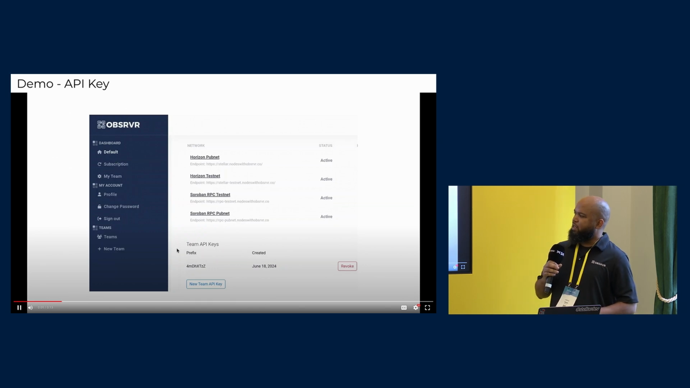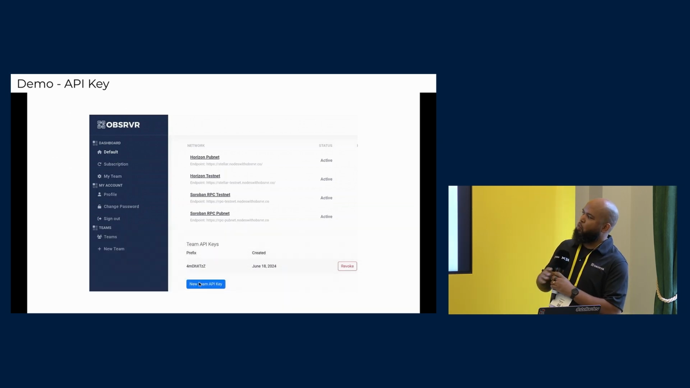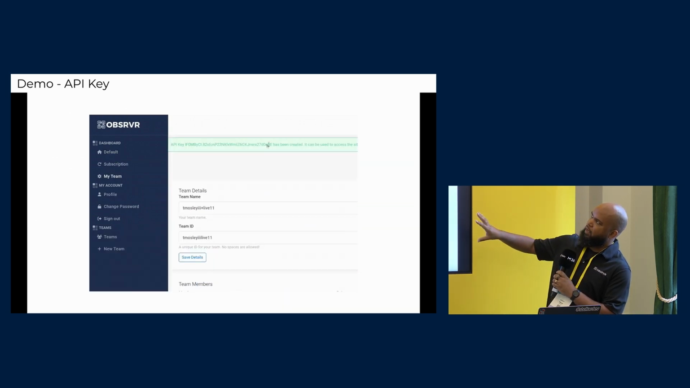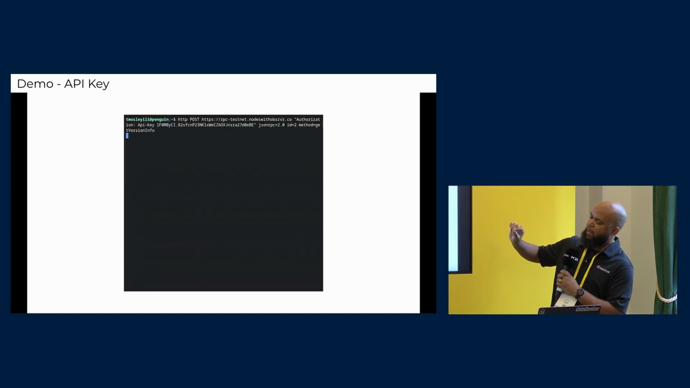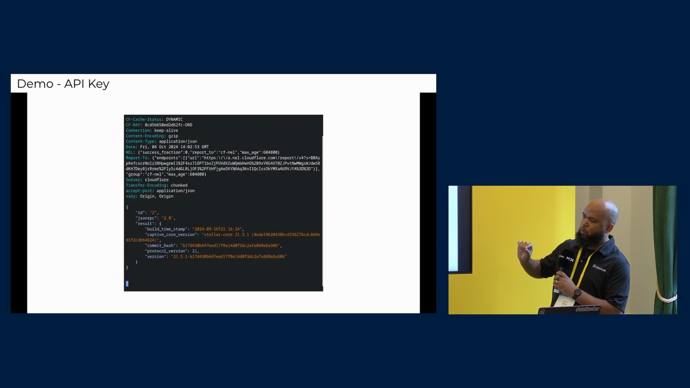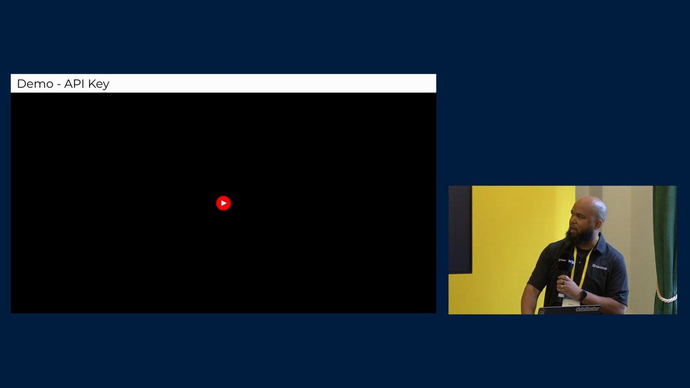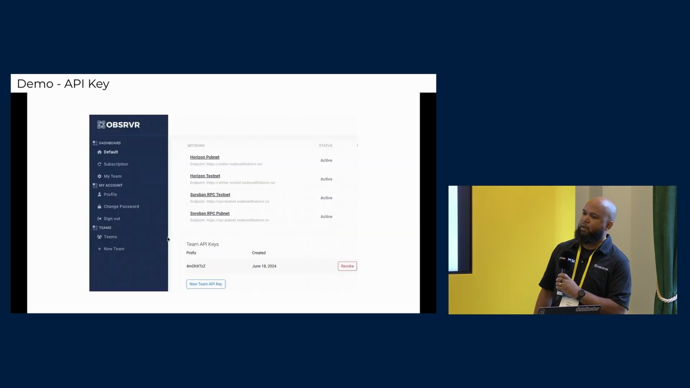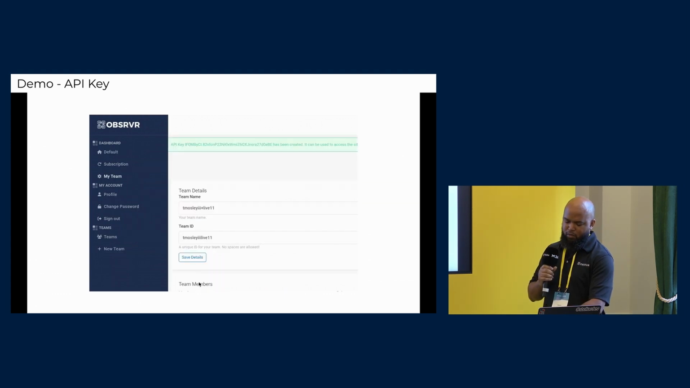So this is a short demo. This is for a Horizon Observer Gateway. Once you go in and create your instance for Observer Gateway, you can create an API key, and then with that API key, you can get connected to RPC or Horizon itself.